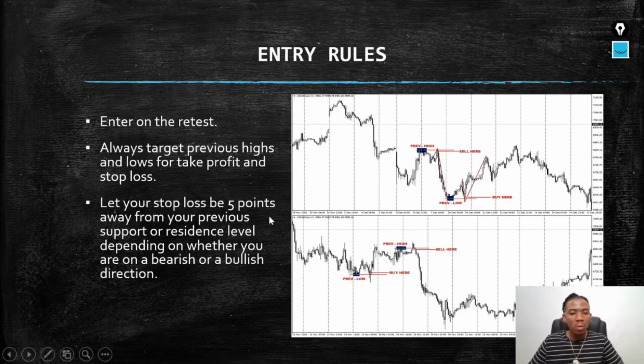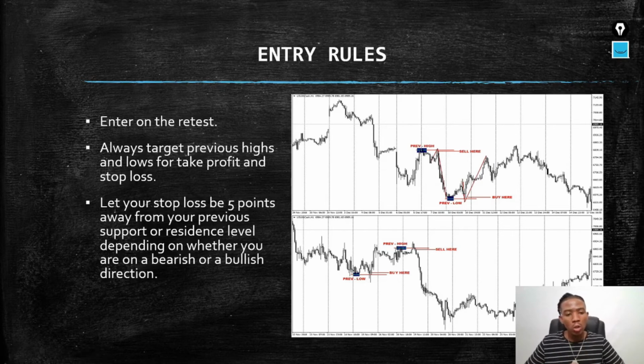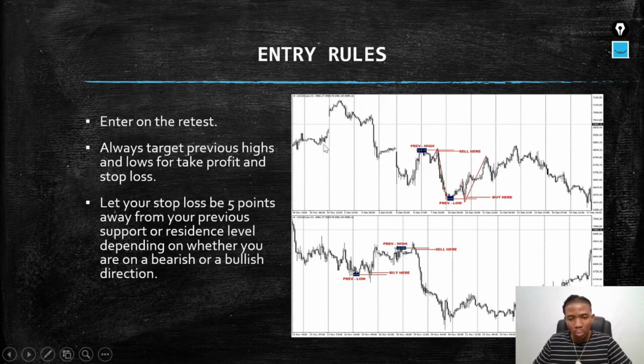In terms of finding your entries, you must always target the previous high or the low for take profit or stop loss. So if this was my entry, my take profit would have been here because I'm using the previous low, and my stop loss would have been here as I was using the previous high. So now let the stop loss be 5 points away from previous high or previous low, depending on where they want to go bullish and bearish. The reason we're saying this is if it's going to retest either this point or this point, you must at least give it enough time to breathe.